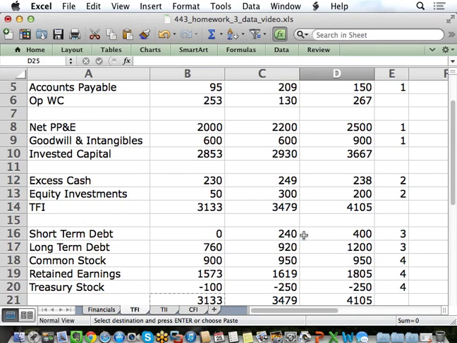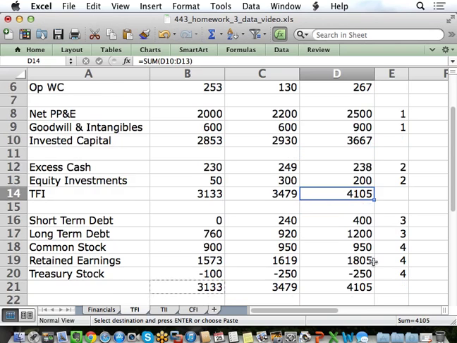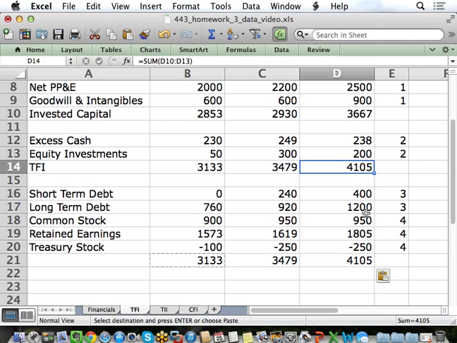Okay. So what do I know? I know at this point that I have, for example, in 2012, 3667 of invested capital, 4105 of total TFI when I put in my non-operating investments, and that is funded long-term by 4105 of debt and equity. Okay. All right, that's the first statement.